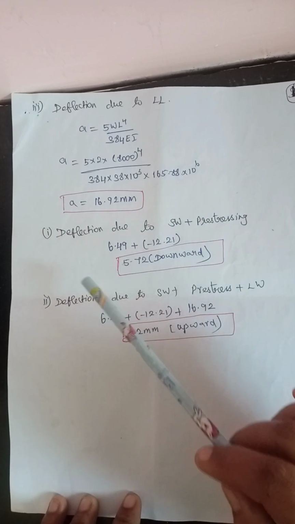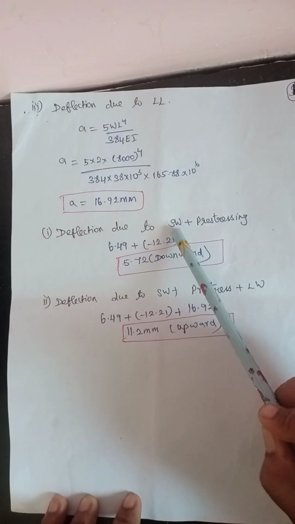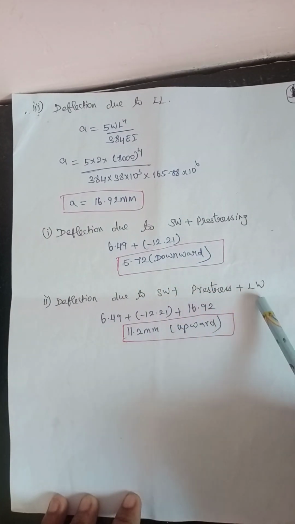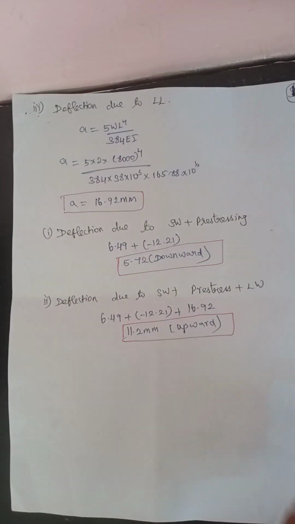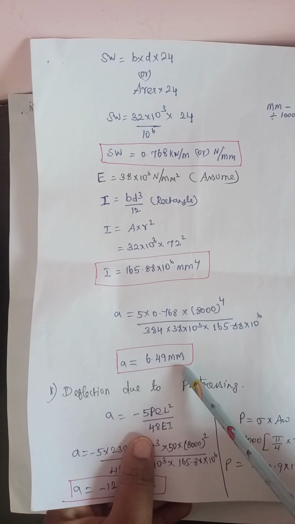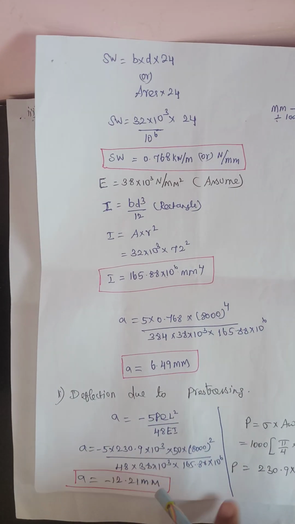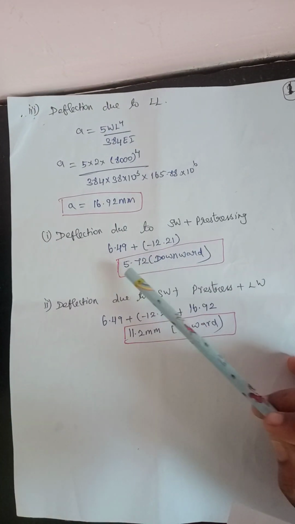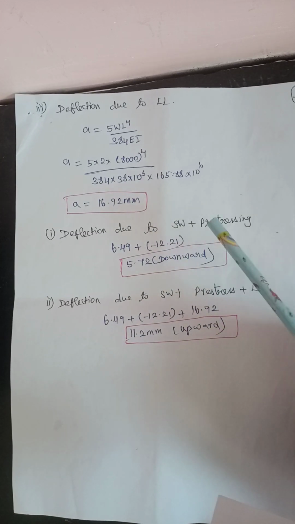So in the question, they asked you to find out deflections for two cases. First case is self weight plus pre-stressing. Second case is self weight plus pre-stressing plus live load. In the first case, deflection due to self weight is 6.49 mm. Deflection due to pre-stress is minus 12.21 mm. So the net deflection is minus 5.72 mm. So the deflection will occur in downward direction.